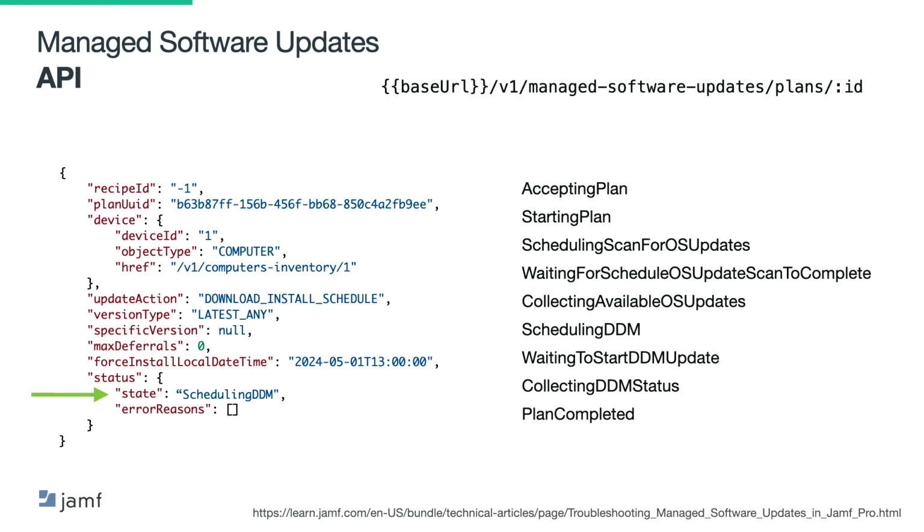But most importantly, down the bottom, we've got the state. That's the status updates coming back from the device saying what is actually going on. So if you're trying to troubleshoot what's happening on your device here, you can see there's a whole bunch of different statuses that you get. It's accepting the plan, it's starting the plan, it's doing that schedule OS update, it's waiting for the response for that, it's collecting them, then it's scheduling the declaration, it's waiting for that to start, and then it's just collecting the status, and then the plan is completed.